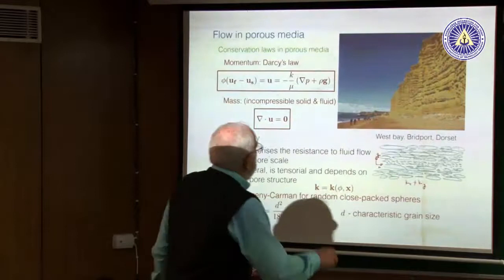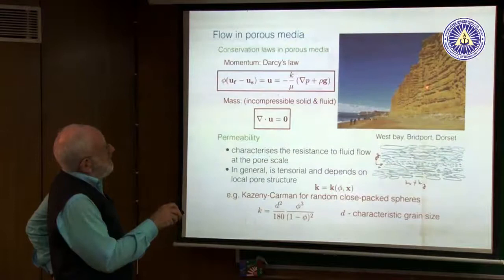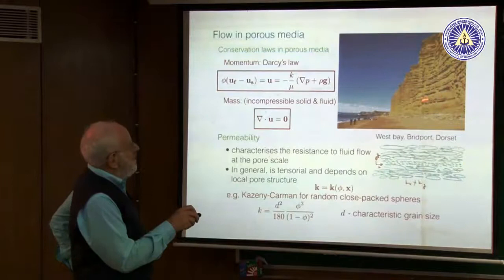And here's an example in Dorset. This used to be full of oil many, many years ago. And the fascinating thing, to me at least, is that the porosity here is about 20%. It looks like solid rock, but it's actually quite porous.